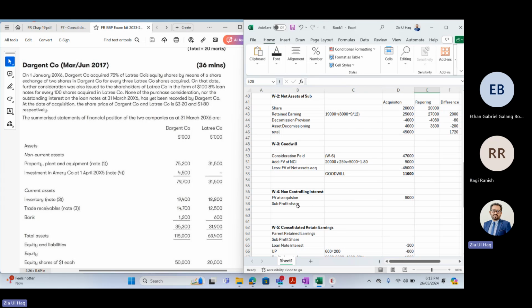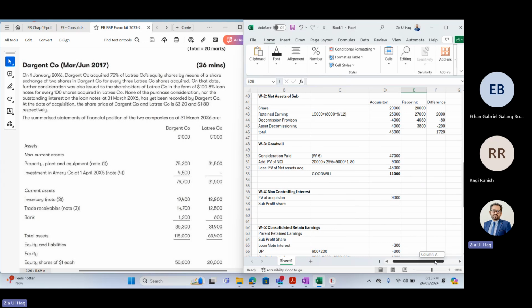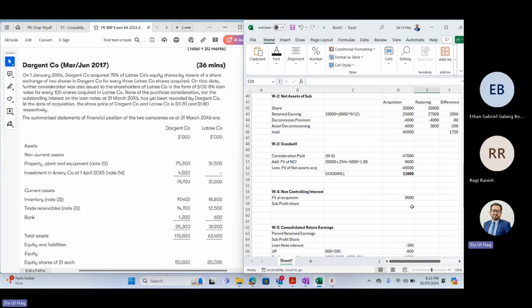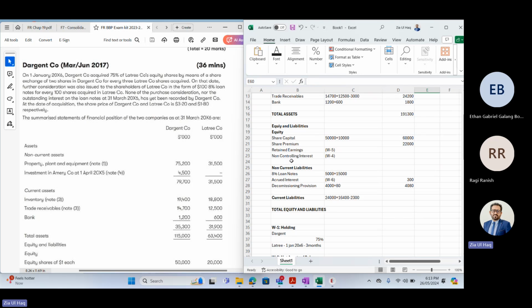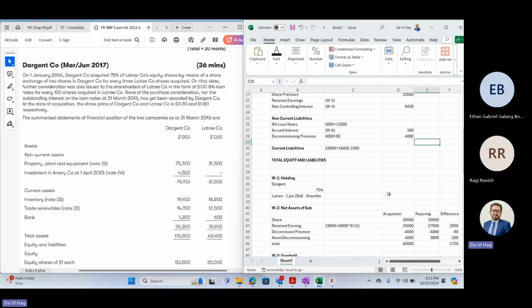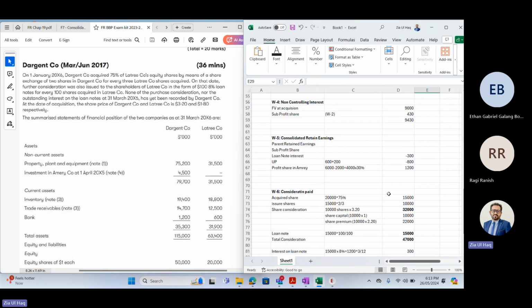Non-controlling interest, 9,000 we are having. What is the subsidiary profit share? We have calculated here 430. From where is it coming? It is coming from working 2. So altogether it's 9,430. So put 9,430 here as non-controlling interest. Okay, now moving towards calculating consolidated reserves.